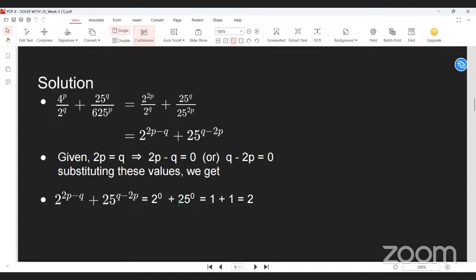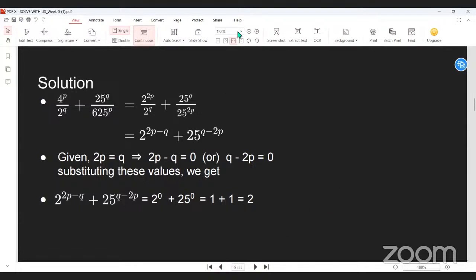So 2 to the power 0 plus 25 to the power 0 equals 1 plus 1, right? Yes, sir. So 1 plus 1 equals 2. So most of you have given the correct answer.